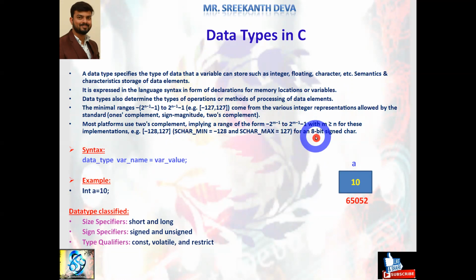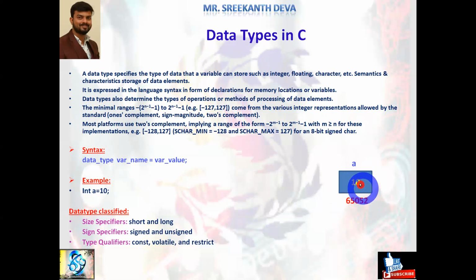So coming to this topic, data types, in the previous video session I explained about variables, right? This is the syntax: data type, variable name or identifier, equals to variable value. Here assume it is a memory block. Here a is a variable name, allocating a name to the particular memory block or memory location. Here 65052 represents what? The address of the memory block. Here 10 represents what? The value.